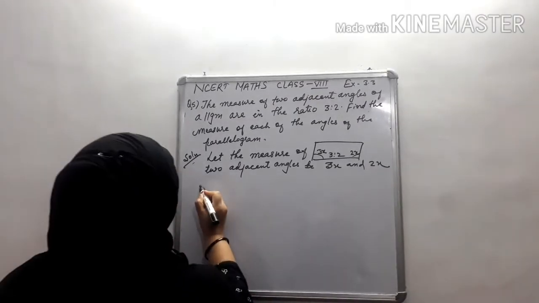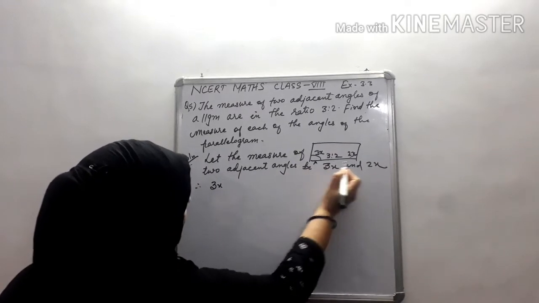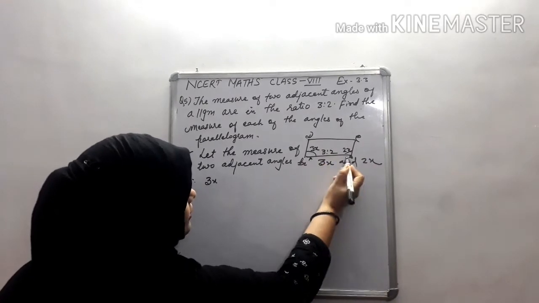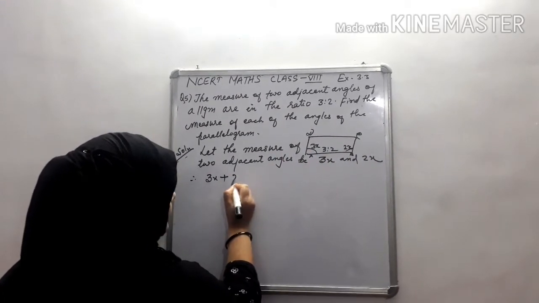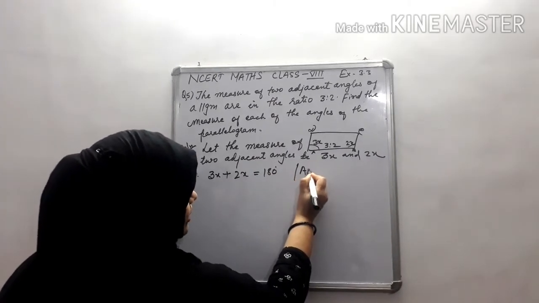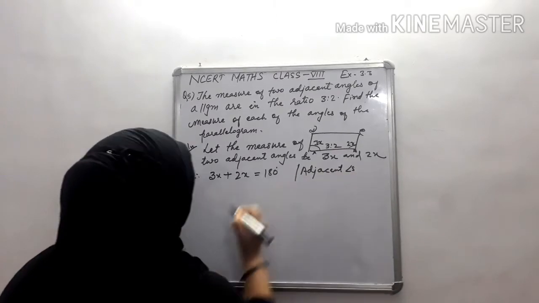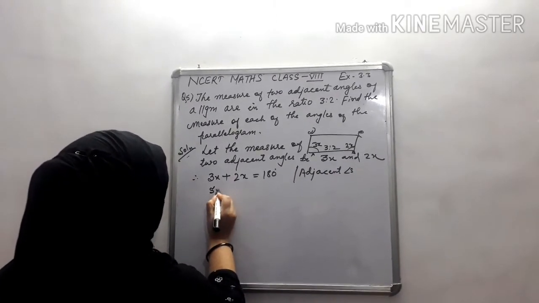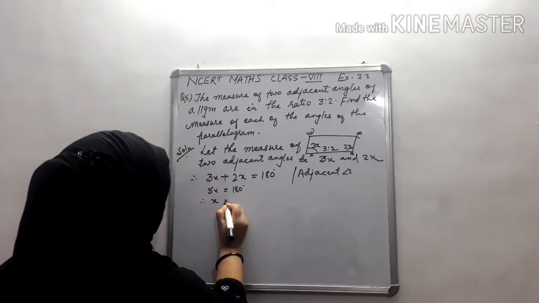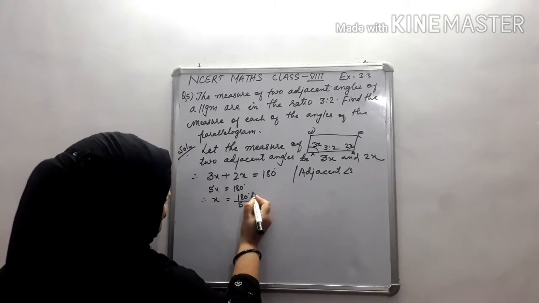Okay, so therefore 3x. These two angles A, B, C, D, these two angles are adjacent. So adjacent angles are supplementary, equal to 180 degree. Why? क्योंकि ये adjacent angles हैं. Now look here. 3x plus 2x, 5x is equal to 180 degree. So x is equal to 180 degree by 5. Okay? It will go with the table of 5.